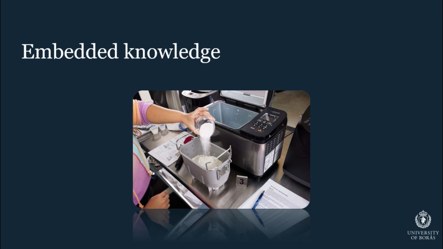Embedded knowledge resides in entities such as physical objects, processes, routines, or structures, rather than in humans. For example, consider a bread maker, a home appliance for making bread. When provided with the right ingredients, the machine can produce a loaf of bread by mixing the ingredients, kneading the dough, and baking it. By studying how the machine operates, one can learn about bread making. Therefore, the machine can be viewed as embedding the prescriptive knowledge of how to make bread. It contains a recipe, which is a method.